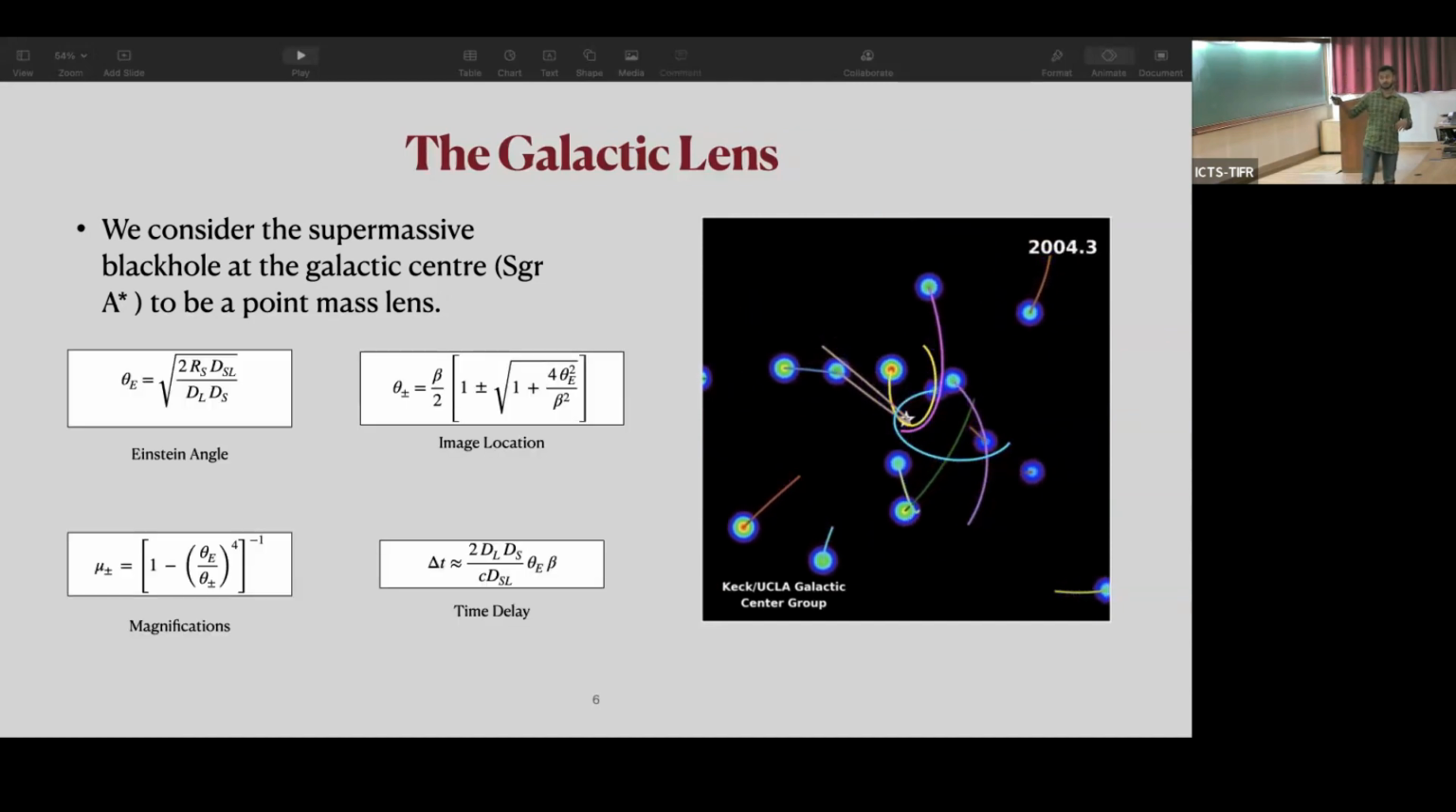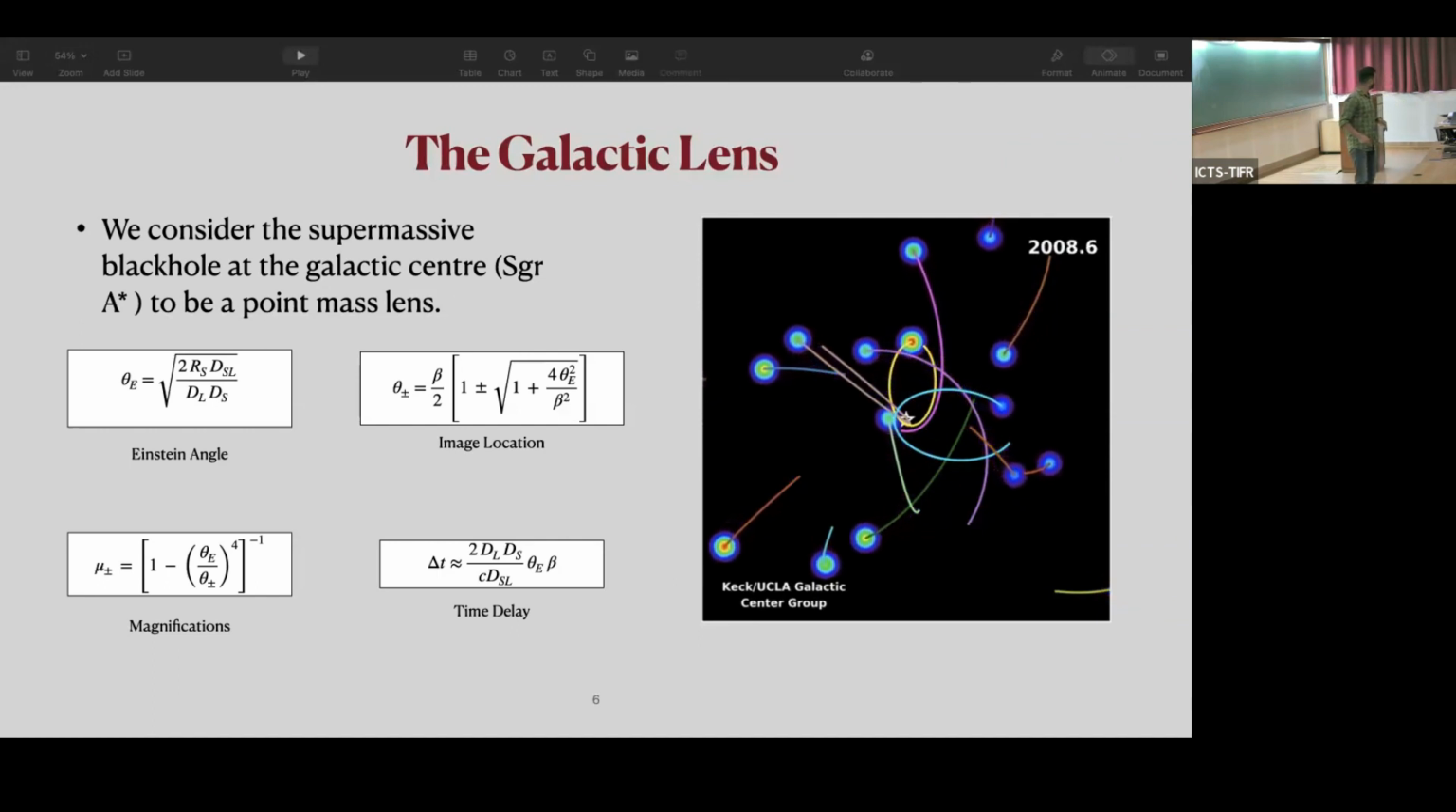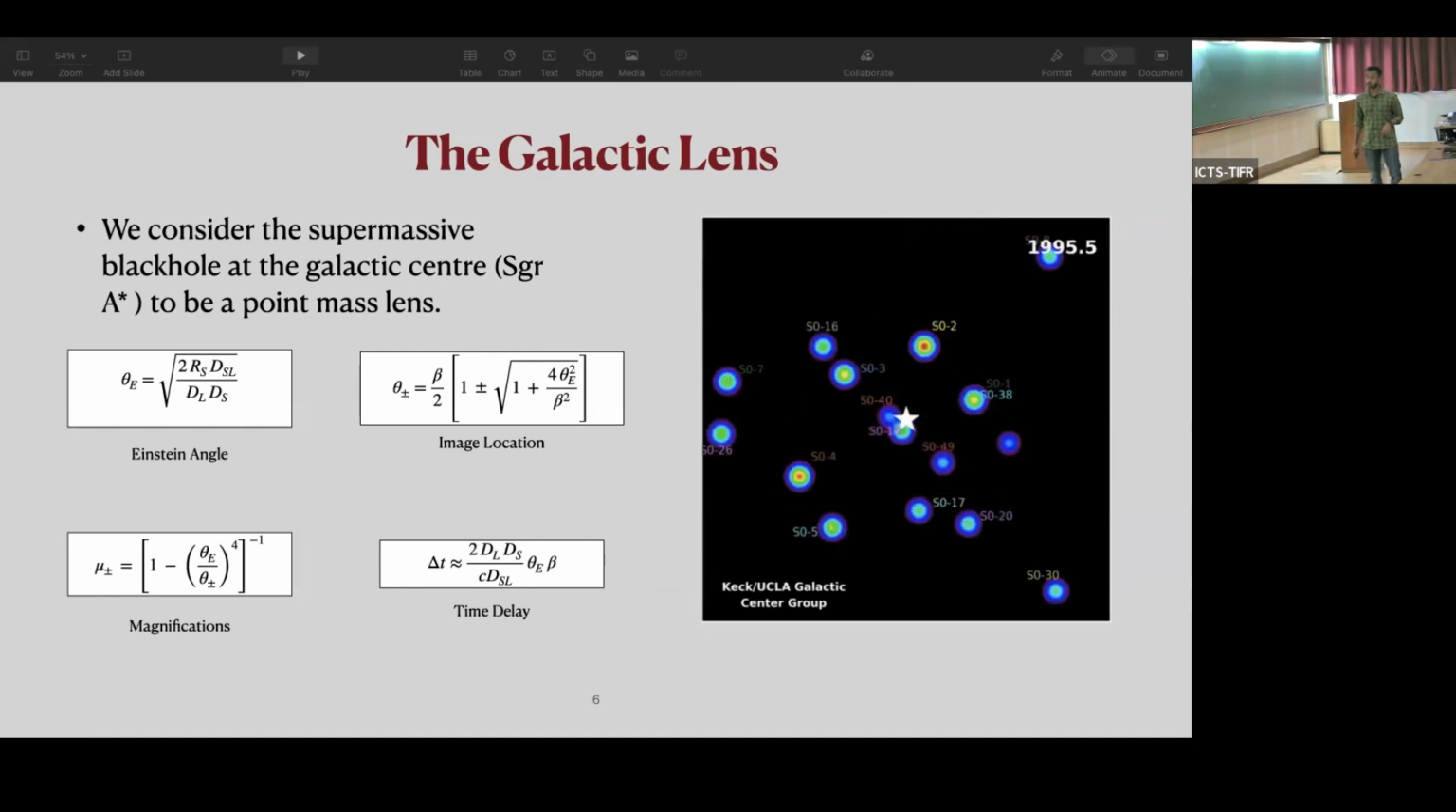These are some equations that are relevant. That, you have 10 more minutes. Okay. So there are some equations which are relevant here.